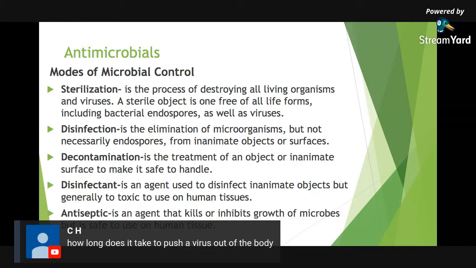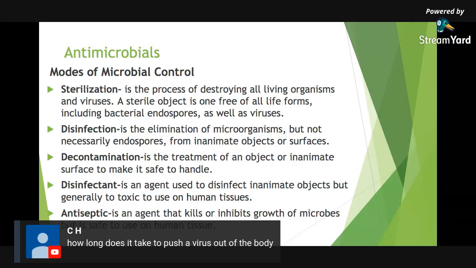Disinfection. Disinfection is the elimination of microorganisms, but not necessarily endospores. Endospores are made by gram-positive bacteria, because they have that thick peptidoglycan layer. They can make endospores if they're in an environment that is not suitable for them to live, and later on, when they are put into an environment where they can survive, they will come out of those endospores and start to divide, reproduce, and make more bacteria.